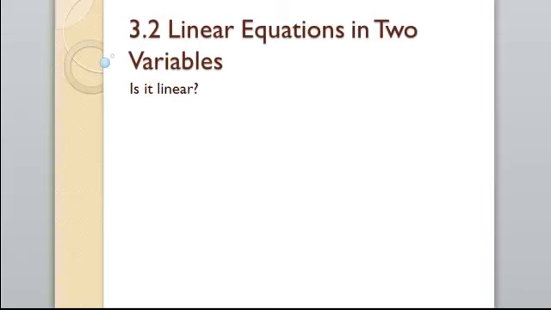Linear equations in two variables. In this video, all we're doing is determining whether or not a given equation is linear.